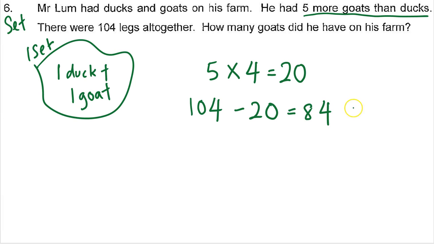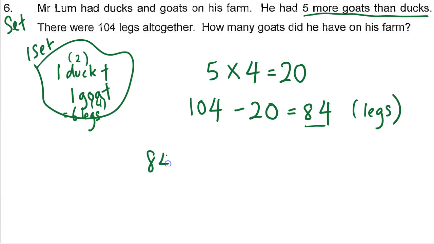Now what does this 84 legs tell me? This 84 legs tells me that now I've removed the 5 extra goats, I will be able to find out how many sets there are. Now let's go back to the set again. If one duck has 2 legs and one goat has 4 legs, in one set it makes a total of 6 legs. So in one set there's a total of 6 legs. So you know that there are now altogether 84 legs. So let's find out how many sets there are.